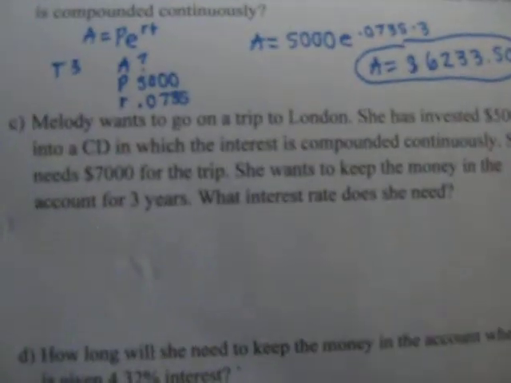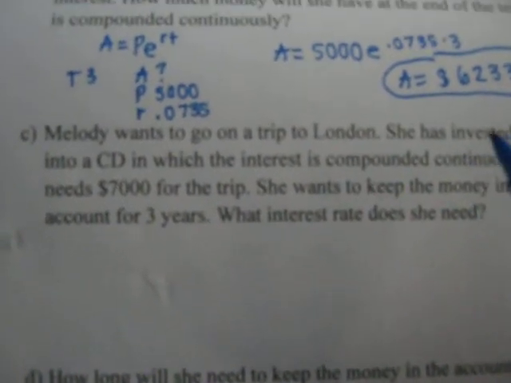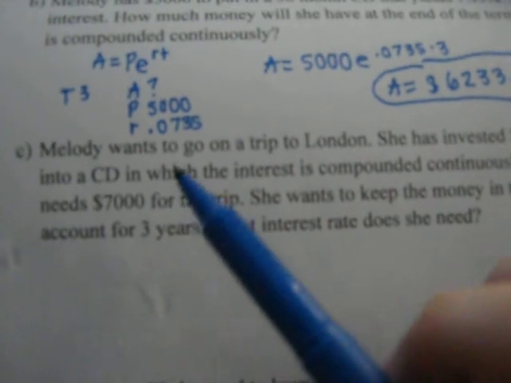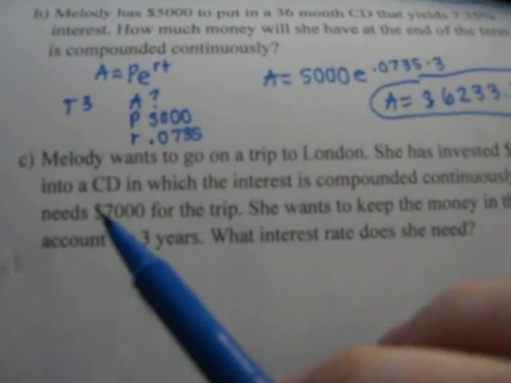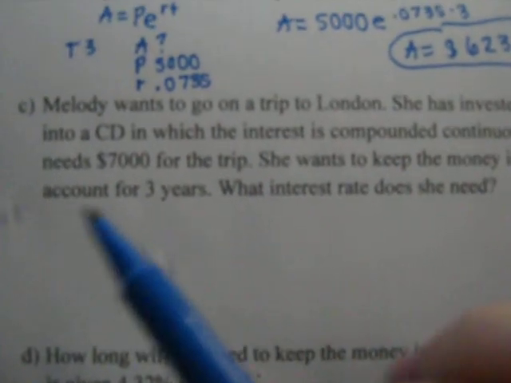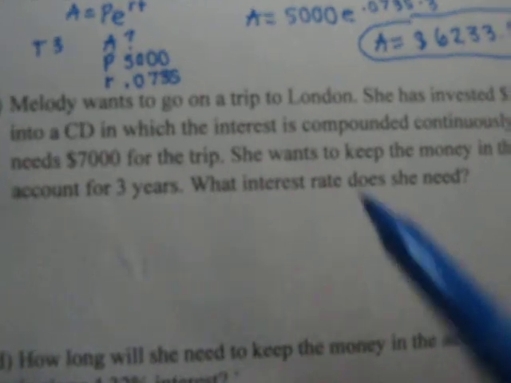So this is part C. Melly wants to go on a trip to London. She has invested $5,000 into a CD, in which the interest is compounded continuously. She needs $7,000 for the trip. She wants to keep the money in the account for 3 years. What interest rate does she need?